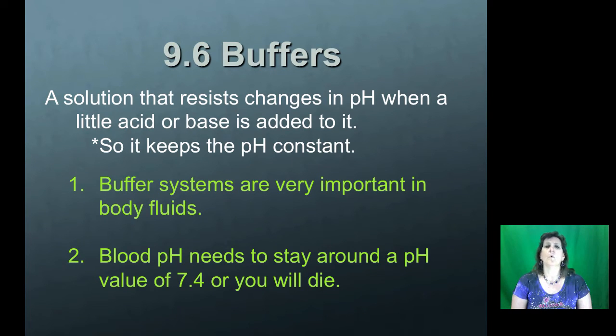Alright, buffers. What you really need to know is just the definition of a buffer. We're going to explore them further in lab. A buffer is a solution that resists a change in pH even when a little acid or a little base is added to it. So what that means is it keeps the pH the same or close to the same, keeps it constant. So let's say the pH of a buffer is 4.2. You can add a little bit of acid, maybe it only goes down to 4.1. Okay, so it keeps the pH about the same. It doesn't change very much.